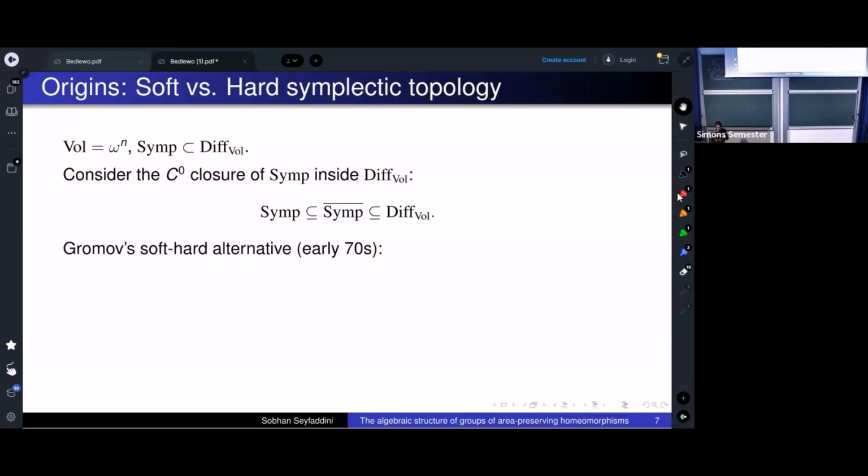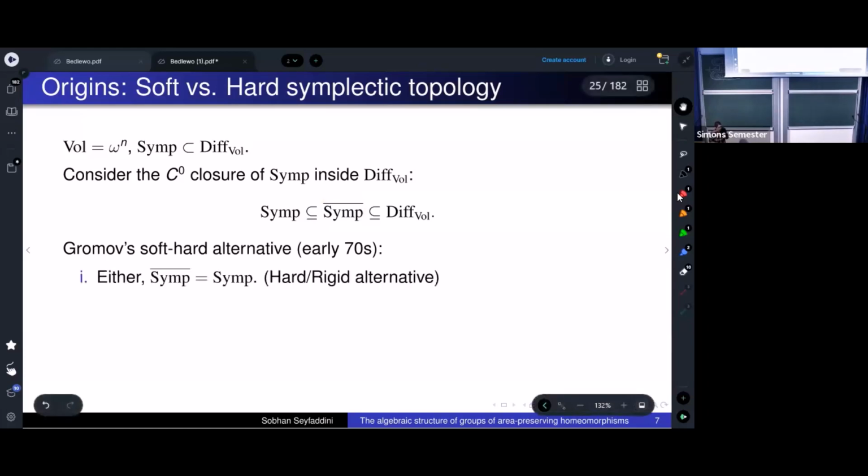This is a question that Gromov studied in the 1970s, and he initially found a remarkable answer. He formulated his really famous, in symplectic topology at least, soft-hard alternative. The alternative says one of the following two statements is true. He did not know which. The first alternative is that the closure is just the set of symplectomorphisms, meaning you obtain nothing new in Sympar. You try to enlarge the group, but you get nothing new. This is what he called the hard, or rigid, alternative.